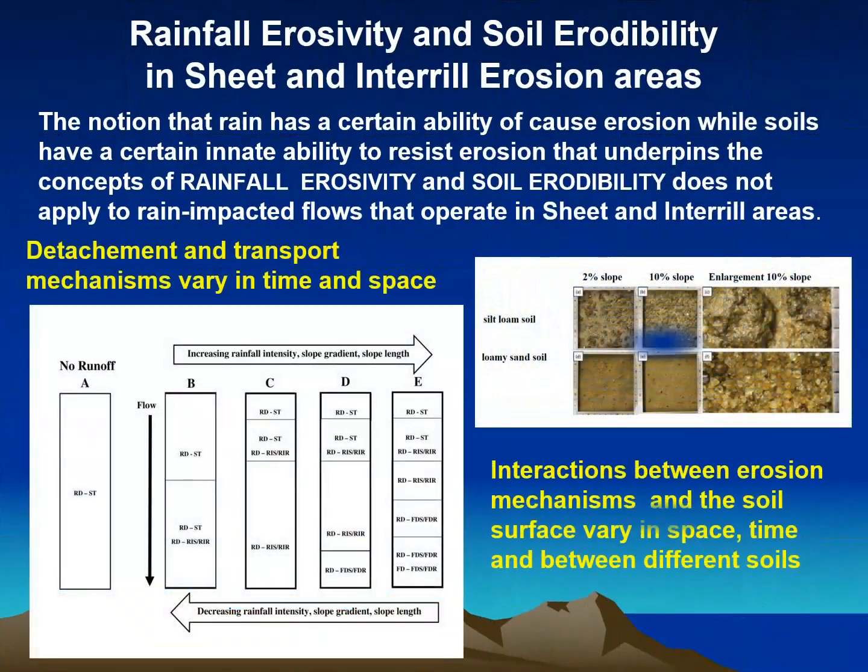The notion that rain has a certain ability to cause erosion when soils have a certain innate ability to resist erosion, which underpins the concept of rainfall erosivity and soil erodibility, does not apply to rain-impacted flows that operate in sheet and inter-rill erosion areas.